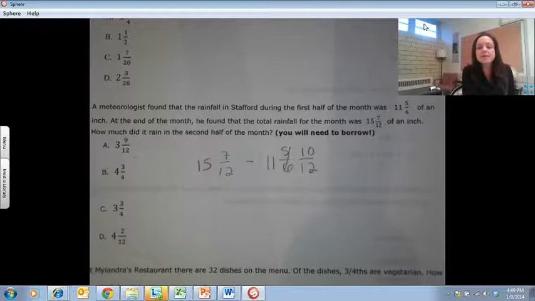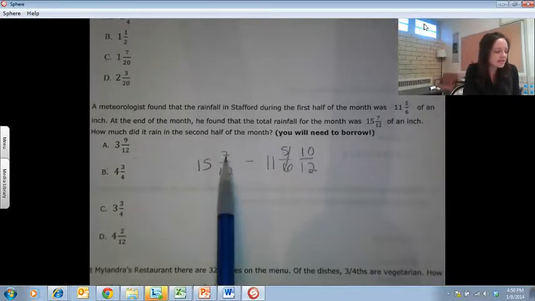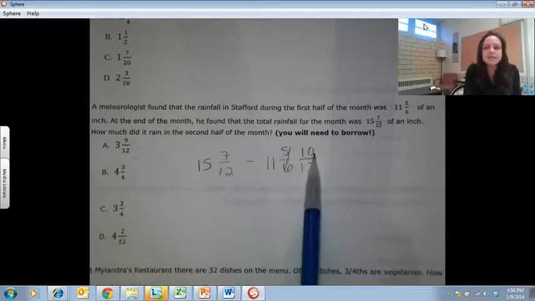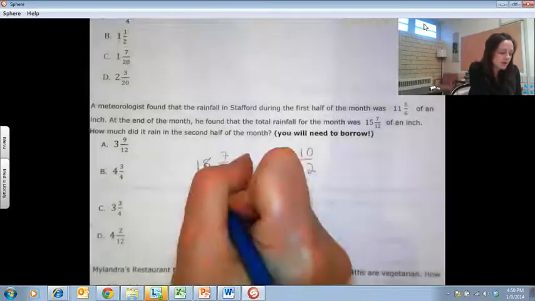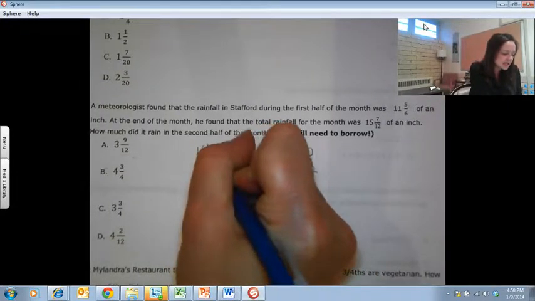The problem now is that 15 7/12, that 7 is smaller than this 10. So I still can't finish my subtraction. I'm going to have to borrow here from the whole number 15. I'm going to borrow a whole number that becomes 14.